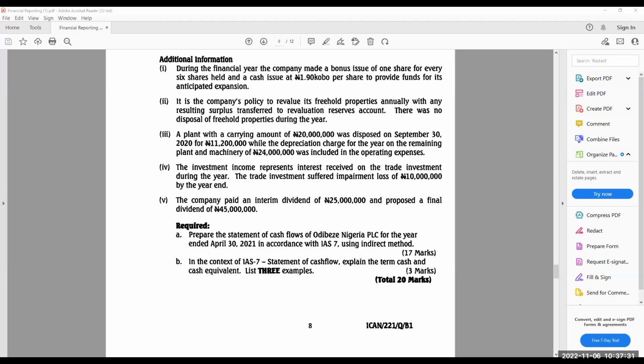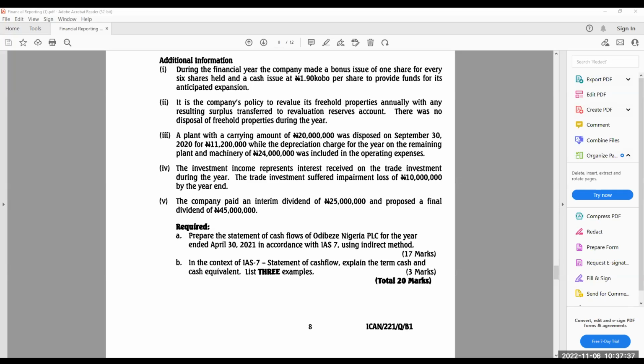Required: A. Prepare the statement of cash flows of Odibeze Nigeria PLC for the year ended April 30, 2021 in accordance with IAS 7 using the indirect method. B. In the context of IAS 7, statement of cash flows, explain the term cash and cash equivalents. List 3 examples. That's all, sir. Thank you very much.